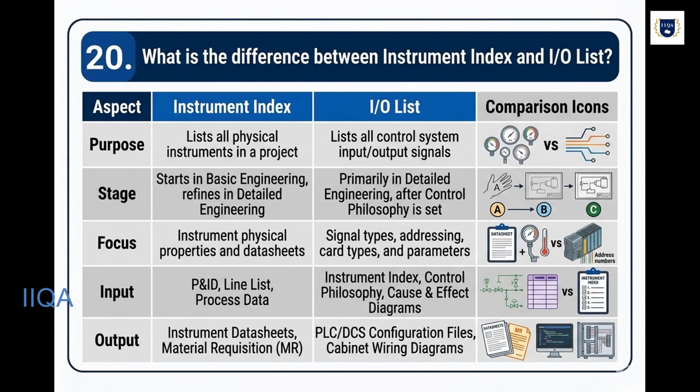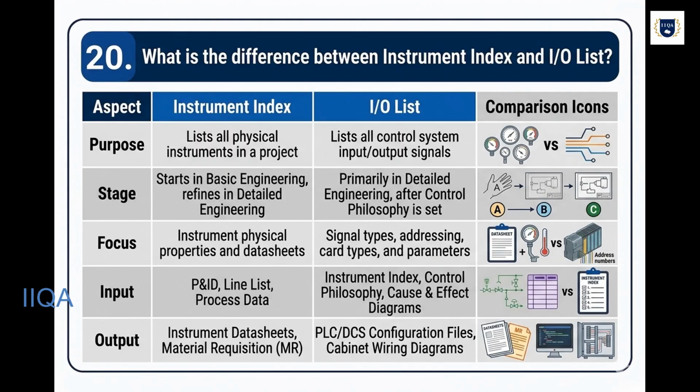Let's look at the key aspects. First, let's compare their purpose. The instrument index has a broader scope, listing all instruments within the project. The I/O list is more specific, listing only the control system signals. Think of the index as a phone book of all instruments, while the I/O list is like a directory of only the extensions connected to the main switchboard.